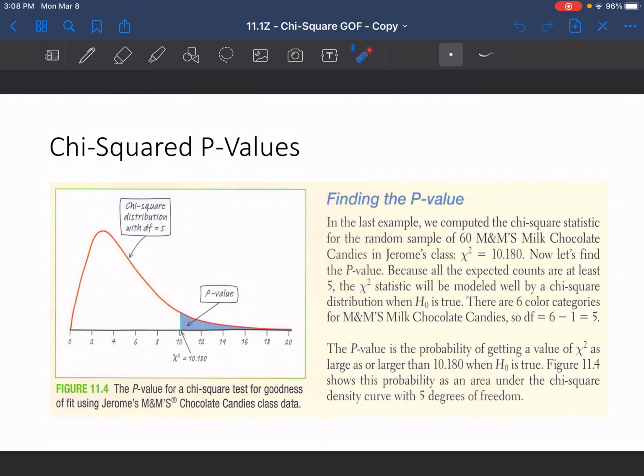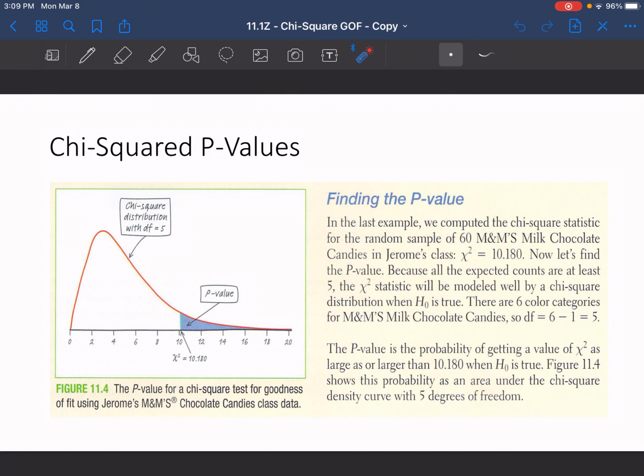And so in the last example, we computed the chi-square statistic for a random sample of 60 M&Ms, milk chocolate candies, in Jerome's class. And that gave us a chi-squared value of 10.180. Now let's find the p-value based on that chi-squared value. So again, this is like your test statistic or your z statistic or t statistic, like in significance tests, but we're using chi-squared instead of that statistic to find p. So because all of the expected counts are at least 5, and I'm about to get into what that actually means, the chi-squared statistic will be modeled well by a chi-squared distribution when our null hypothesis is true.